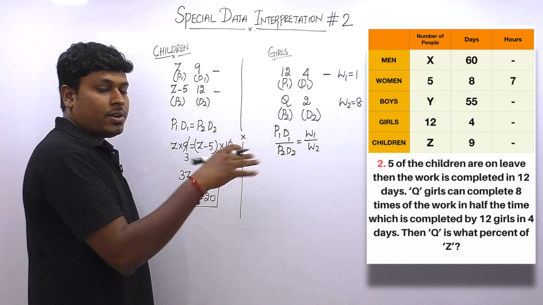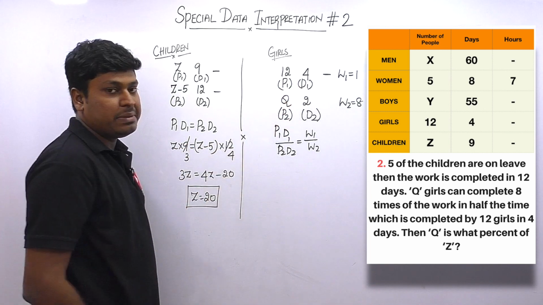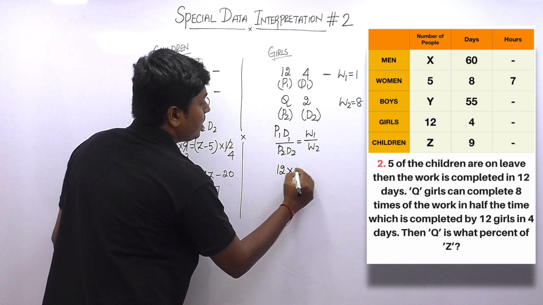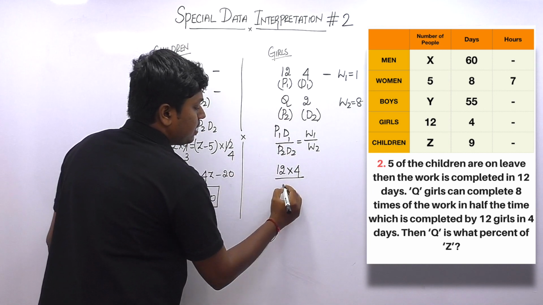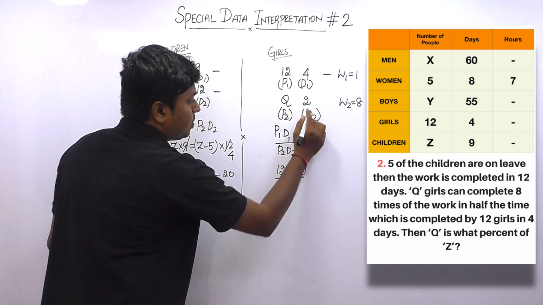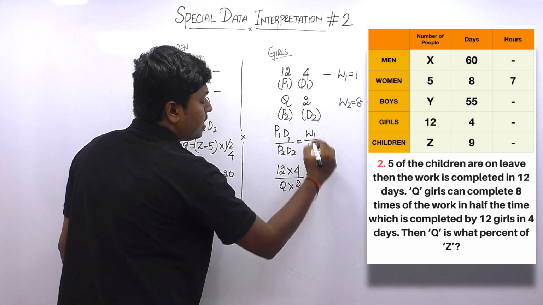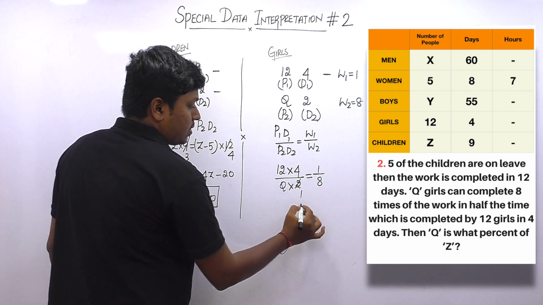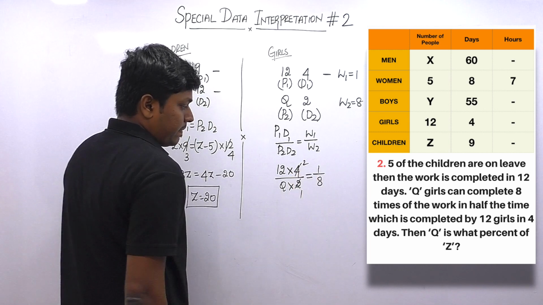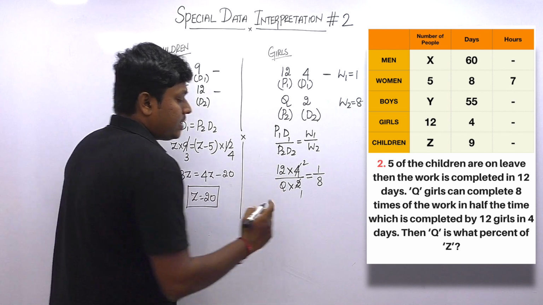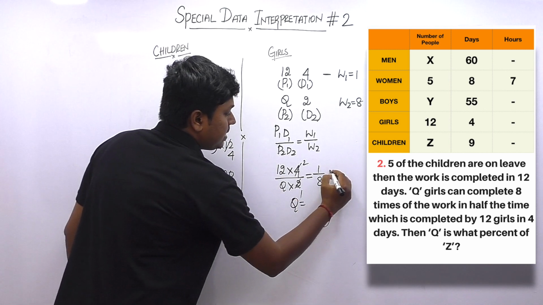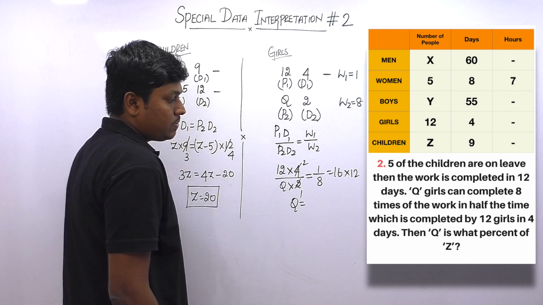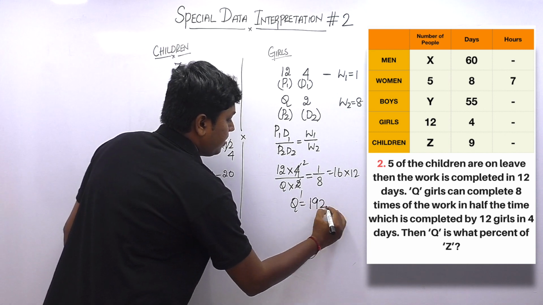In both the cases they are not talking about the hours, so we can eliminate the hours here. So P1 will be 12, D1 will be 4, divided by P2. So P2 will be Q and D2 will be 2, is equal to W1 which is 1, by 8. So I think now we can cancel this. 1 2s are 2, 2 2s are 4. So 12 is 16, 16 into 12. So Q is equal to 16 into 12, which is 160, 32, 192. So Q will be 192.